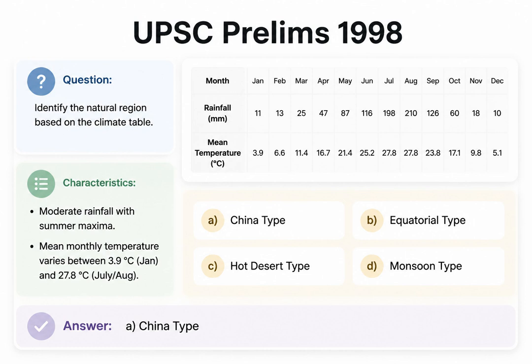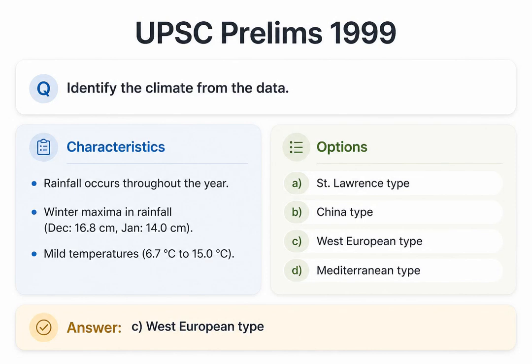or China-type climate. A 1999 question provided data showing rainfall throughout the year, but with a distinct maximum in the winter months, alongside mild temperatures ranging from 6 to 15 degrees Celsius. While China and Laurentian types have summer rainfall maxima, the British, or West European type, is characterized by year-round rain with a winter maximum due to cyclonic activity. Therefore, option C is correct.